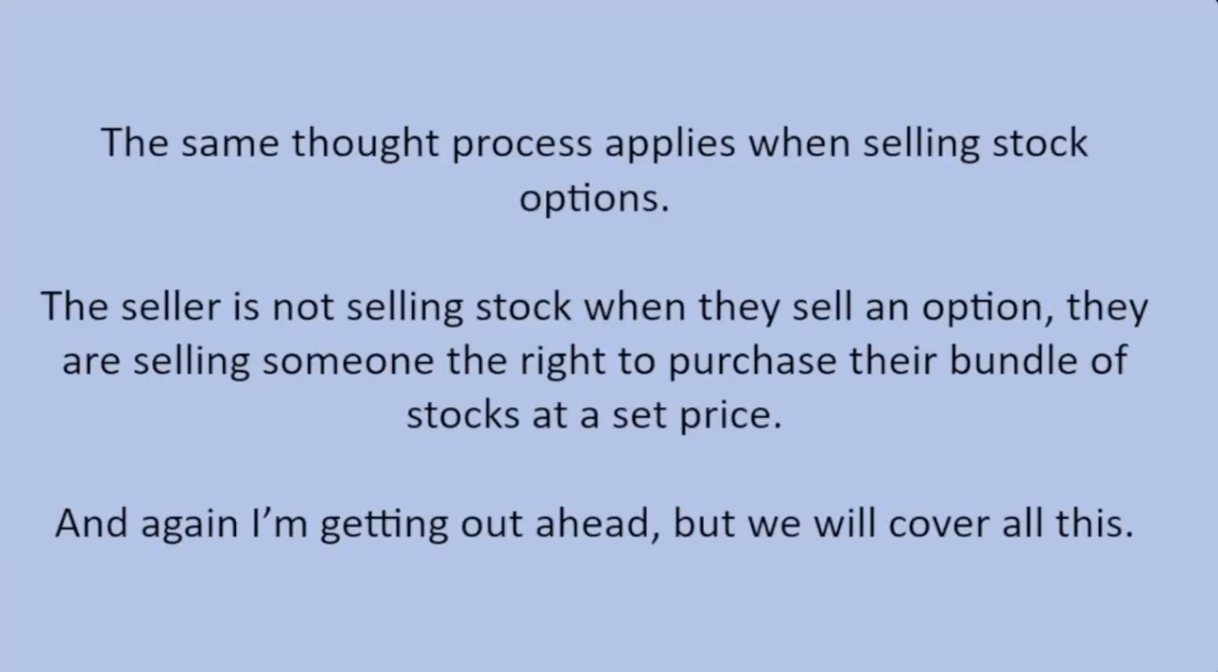Now, the same thought process applies when someone is selling an option. The seller is not selling stock when they sell an option. They're selling someone the right to purchase their bundle at a set price. So in the sense that the buyer didn't buy any stock, he was just buying the options contract, the seller isn't selling stock, he's selling the options contract. So no one has exchanged any stock at any point in the contract. You're just buying a contract in this sense.